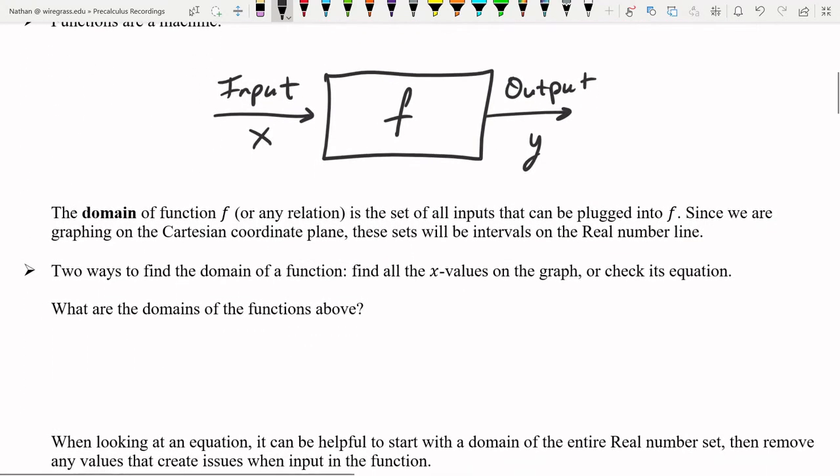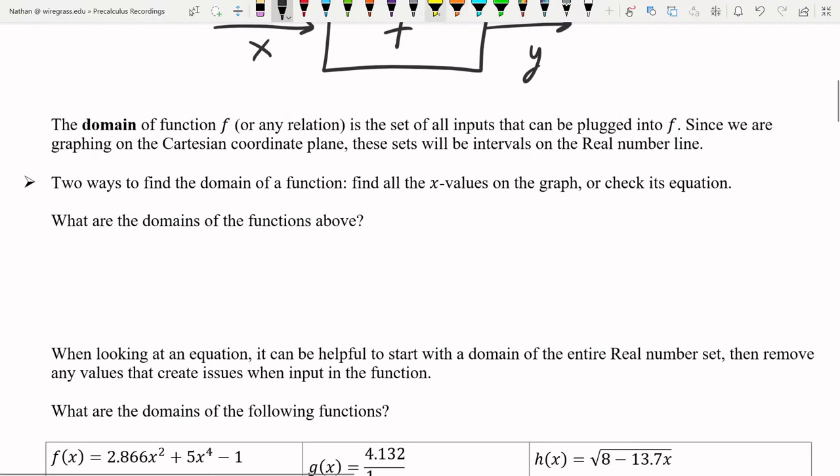Okay, the domain of a function. This is an important concept that we're going to see a lot in these videos. The domain of the function, or any relation, is the set of all inputs that can be plugged into f, of course. So if you plug it into f and you get some kind of error, like for instance division by 0, that is not a valid input. You would exclude that from the domain.